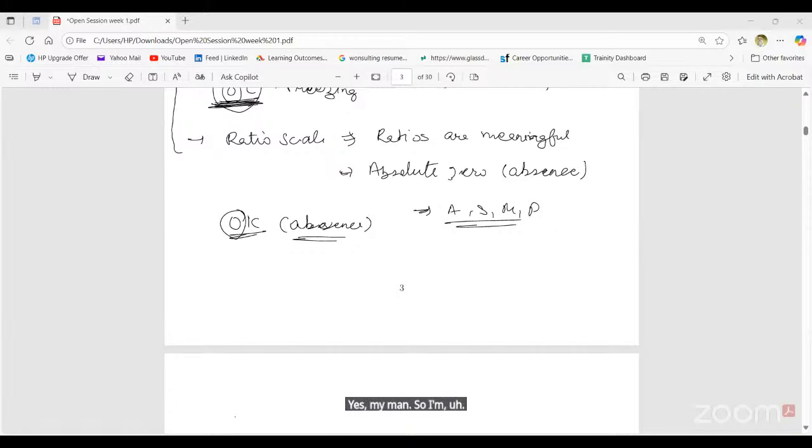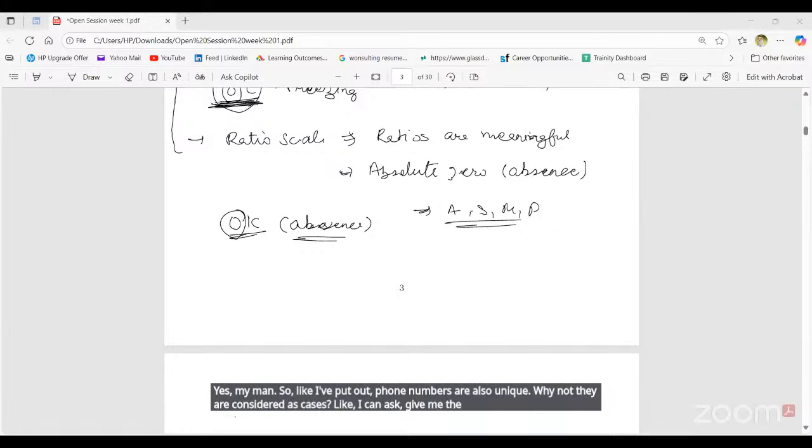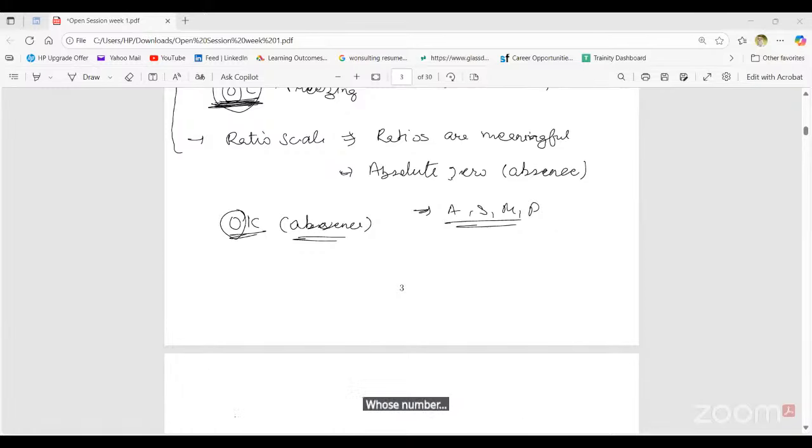I have two doubts. Phone numbers are also unique. Why are they not considered as cases? I can ask, give me the marks of the student whose phone number is 8292, etc.